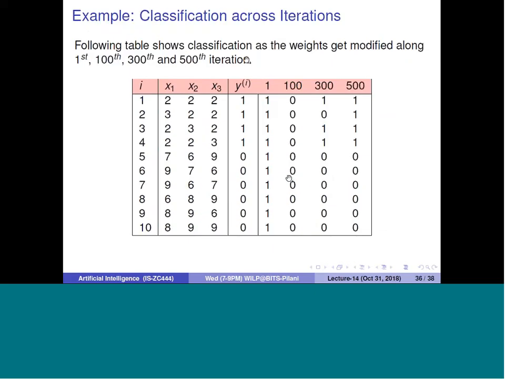So we have seen that as the iterations progress, in the first iteration all the items were classified as 1, in the 100th iteration all the items were classified as 0, in the 300th iteration there were some 1s and some 0s, but by the 500th iteration nearly all the items are classified correctly.